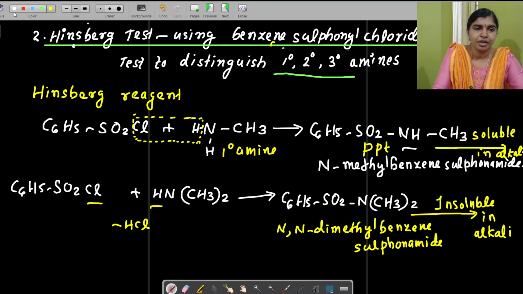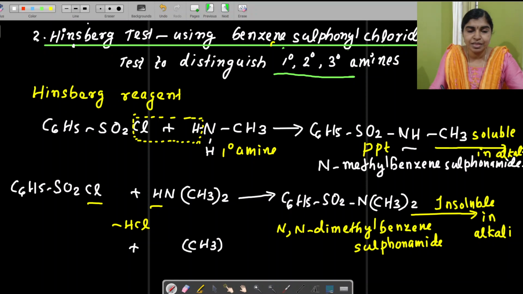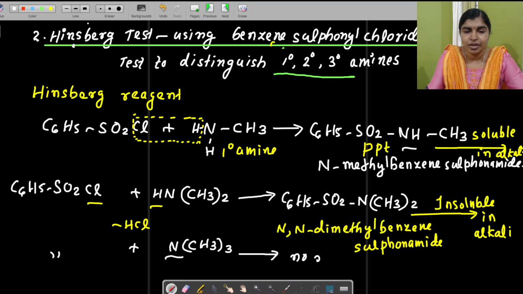What about the tertiary amine? You can take a tertiary amine here. The minimum there should be 3 carbons. So you can take the compound as trimethylamine, (CH3)3N. When it reacts with the benzene sulfonyl chloride, can you predict the product? Yes, here there are no hydrogens on this nitrogen. So no hydrogen to replace. So it will not react with benzene sulfonyl chloride, the Hinsberg reagent. So you can write here that there is no reaction.